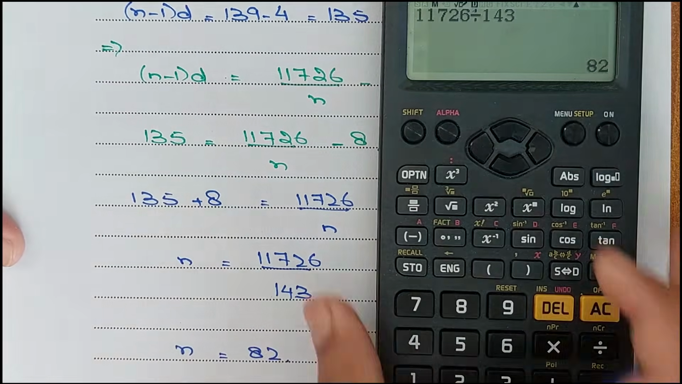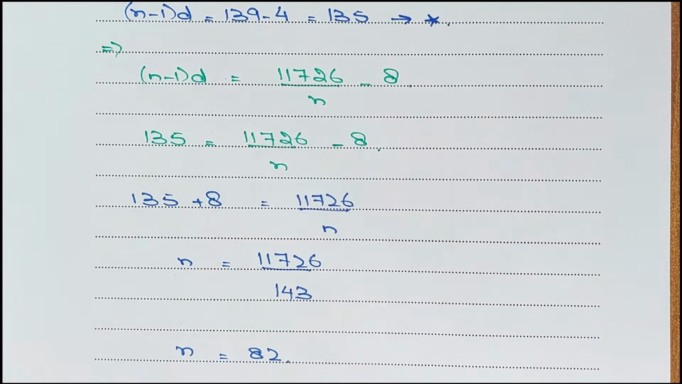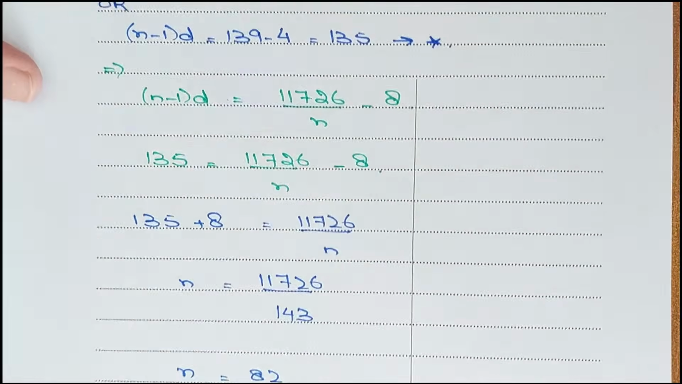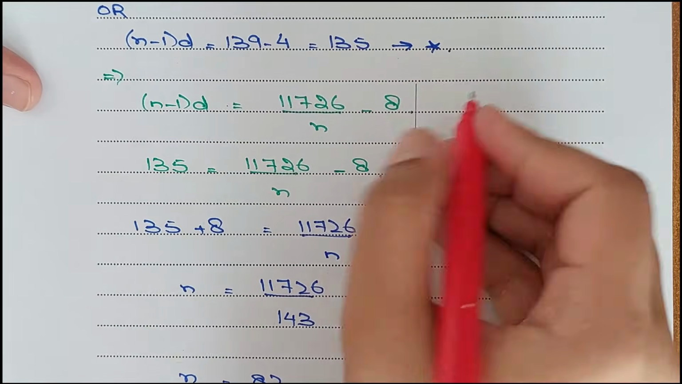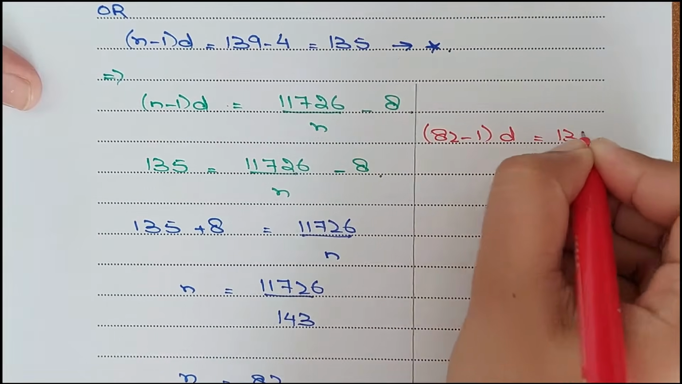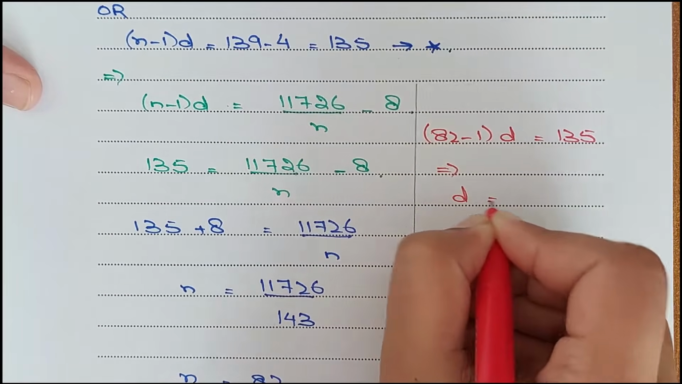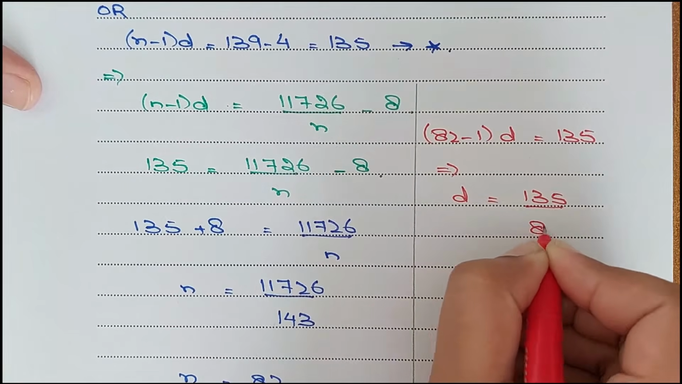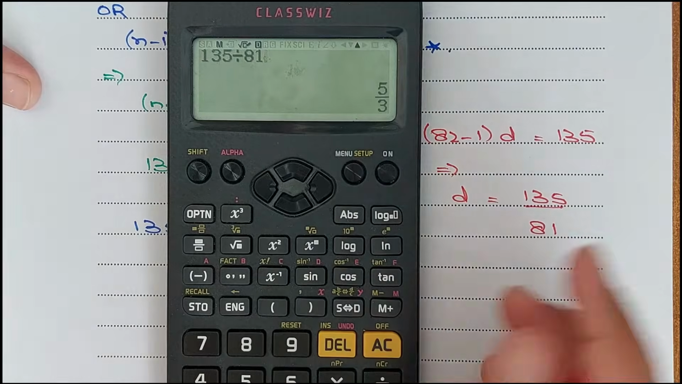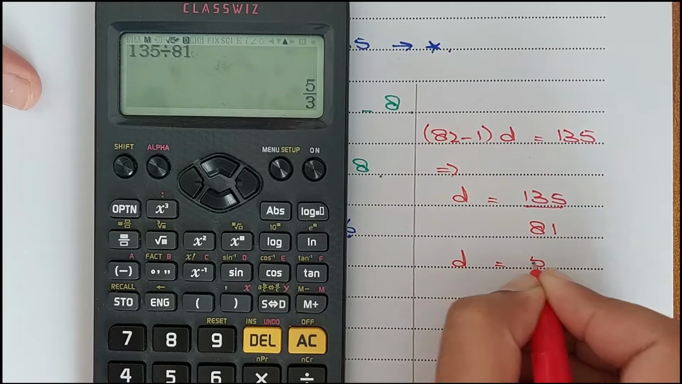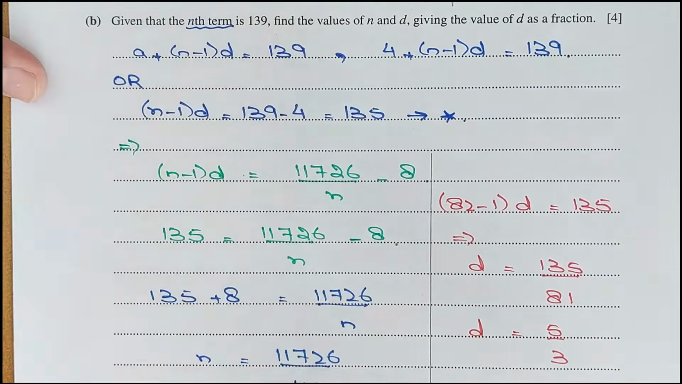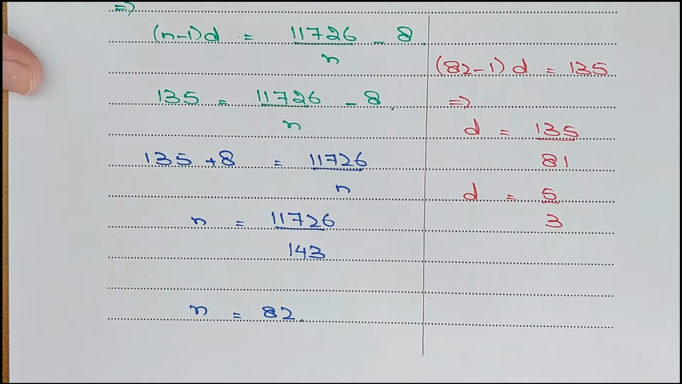The number of terms is 82. And now let me find the value for d. Right, by substituting into the equation star, we can solve for d. So from here we can say that (82 minus 1) times d is 135. So d would be equal to 135 over 81. 82 minus 1 is 81. Yes, 135 divided by 81 is 5 by 3. So d must be a fraction, as the question says, giving the value of d as a fraction. So the d value is 5 over 3, and the n value is 82.